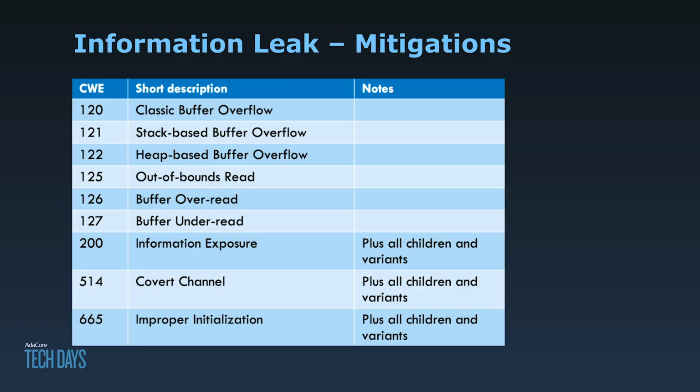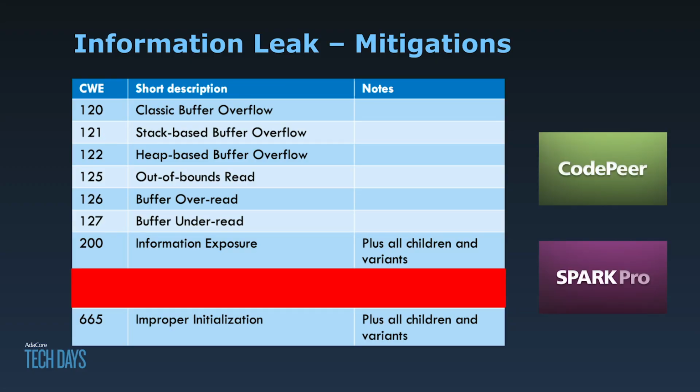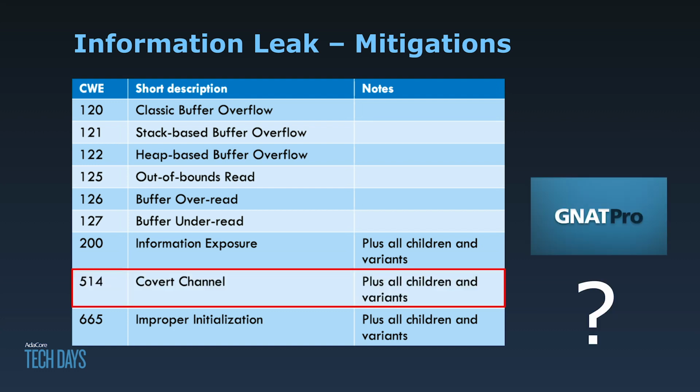And so if we look at all these CWEs except the one that I've hidden now, CodePeer and Spark already provide a good solution, because they are based on typically buffer overflows. Now, if we look at the last one, covert channel, we don't have a proper solution here today at AdaCore, but we are looking at possible solutions based on compiler hardening, so based on GNAT Pro.